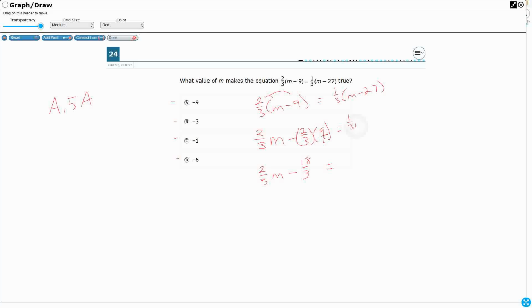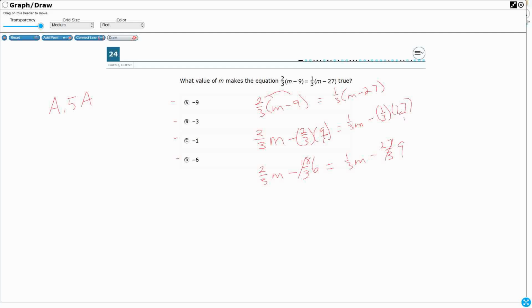It's going to be 1/3 m minus 1/3 times 27. I'm going to think of that as 27/1. So that's going to be 1/3 m minus, and then that's 27/3. So I'm going to think of that as 9. So I'm just going to put a 6 right here. I'm going to put a 9 right here.